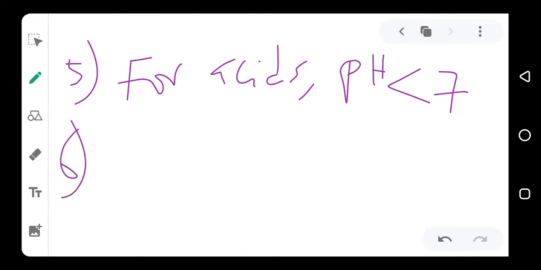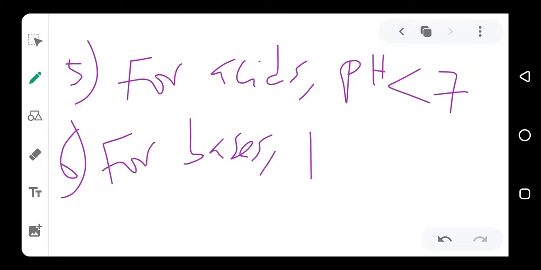Number 6, for bases, the pH must always be greater than 7. So if you have a solution that the pH is greater than 7, like from 8 to 14, we say that the solution is basic. So any pH that is greater than 7 is basic, and any pH that is less than 7 is acidic.